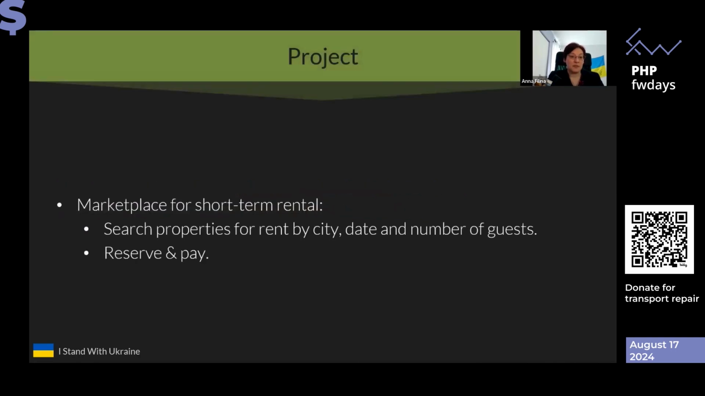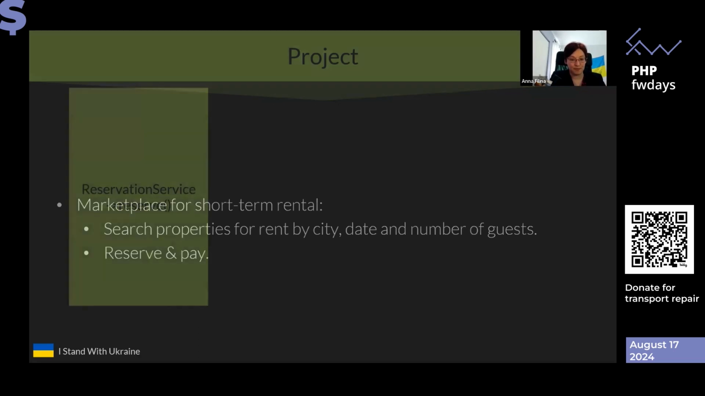Moving on, so that was the warm-up. Now let's talk about the project. So we're going to work on a theoretical project, which is a marketplace for short-term rental. So think of it as an Airbnb, for example. So you can search for properties, which are apartments or houses for rent, by city, the date and number of guests that you want to accommodate. And then you can reserve and pay, right? So this is a theoretical project we'll build, and we'll make decisions based on the business rules.